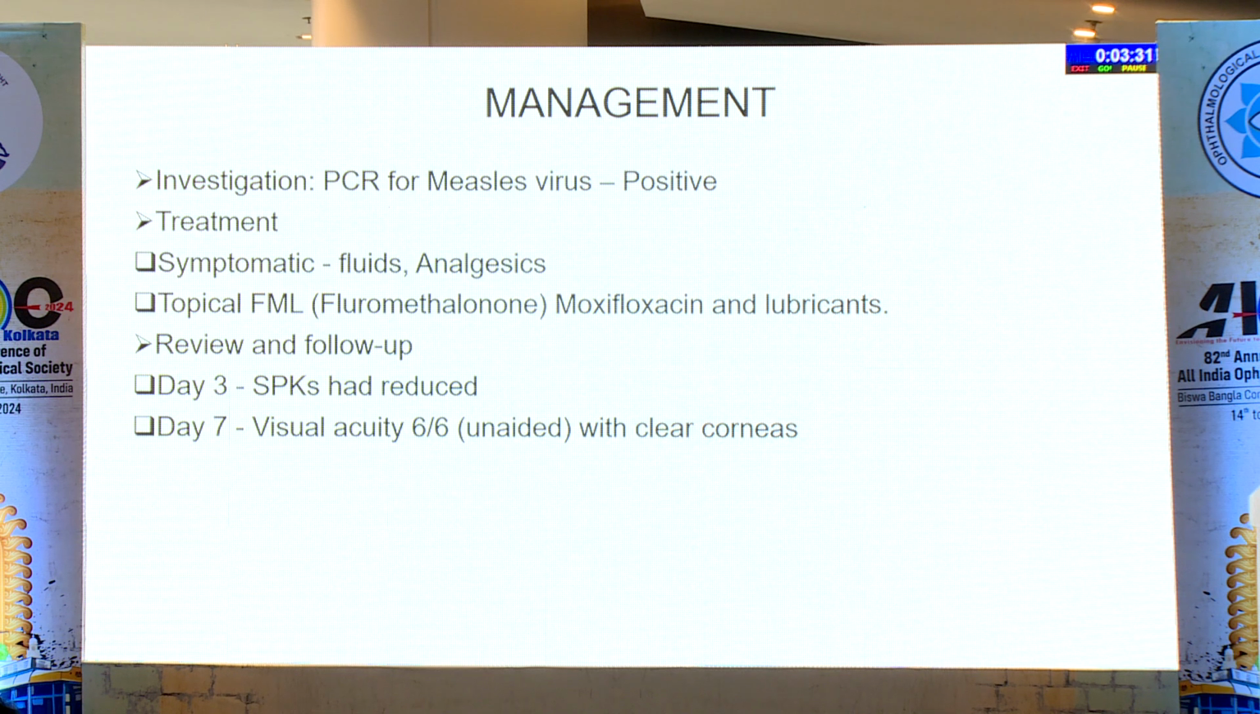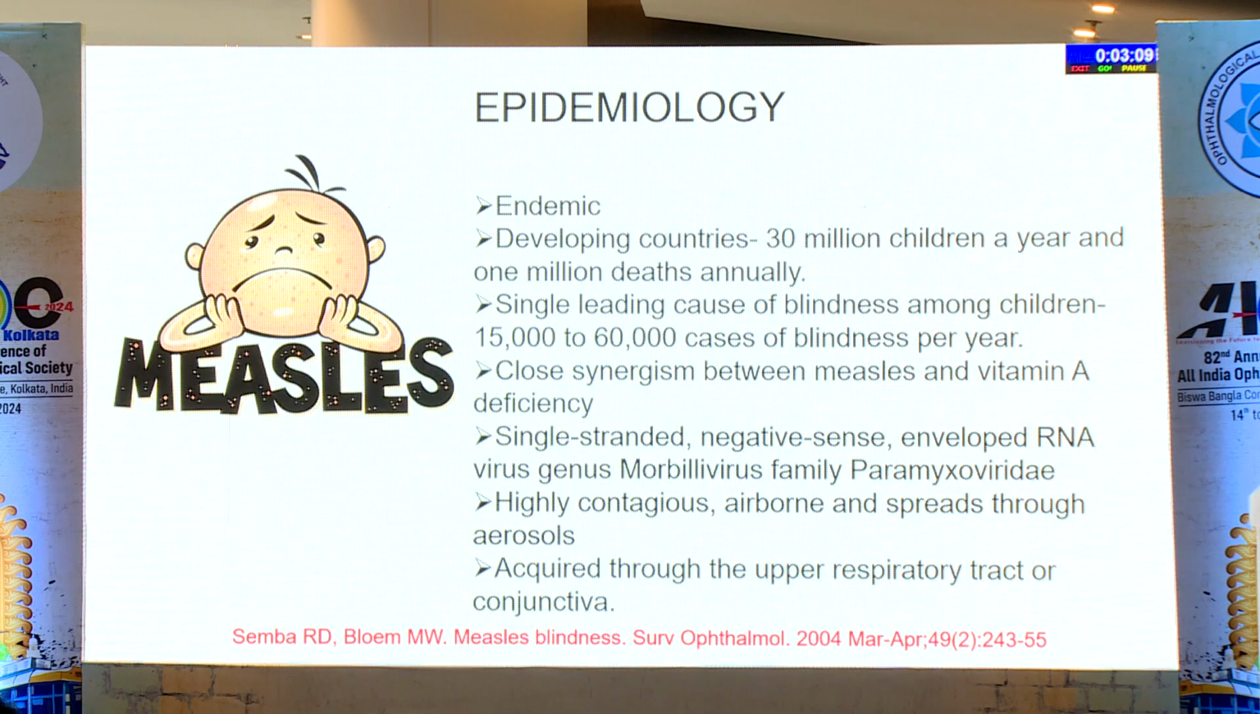In management, we sent for PCR for measles virus, not the typical approach, because the initial symptoms were the ocular manifestations. Treatment was symptomatic, with fluids and analgesics. We started them on topical fluorometholone, moxifloxacin and lubricants. By day 3, the SPKs had reduced in number, and by day 7, the visual acuity had improved to 6/6 with clear corneas.